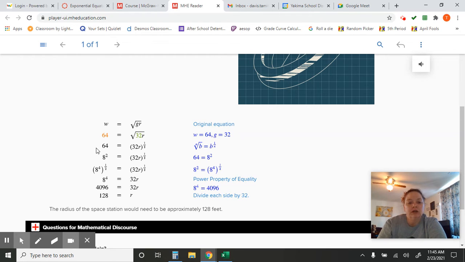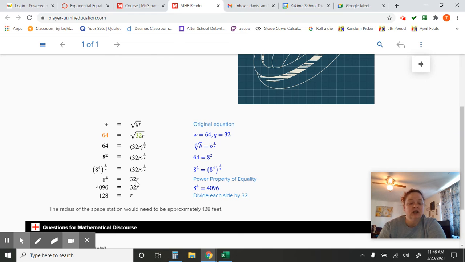And then we're going to take 64 and rewrite that as 8 squared so that we have exponents on both sides. Next, we want to figure out how we can make this square look like this 1/2 power. And to do that, we have to say that it is 8 to the 4th power to the 1/2 power. Now we have 1/2 powers on both sides, and we can look at just the bases, which tells us that 8 to the 4th power has to equal 32R.